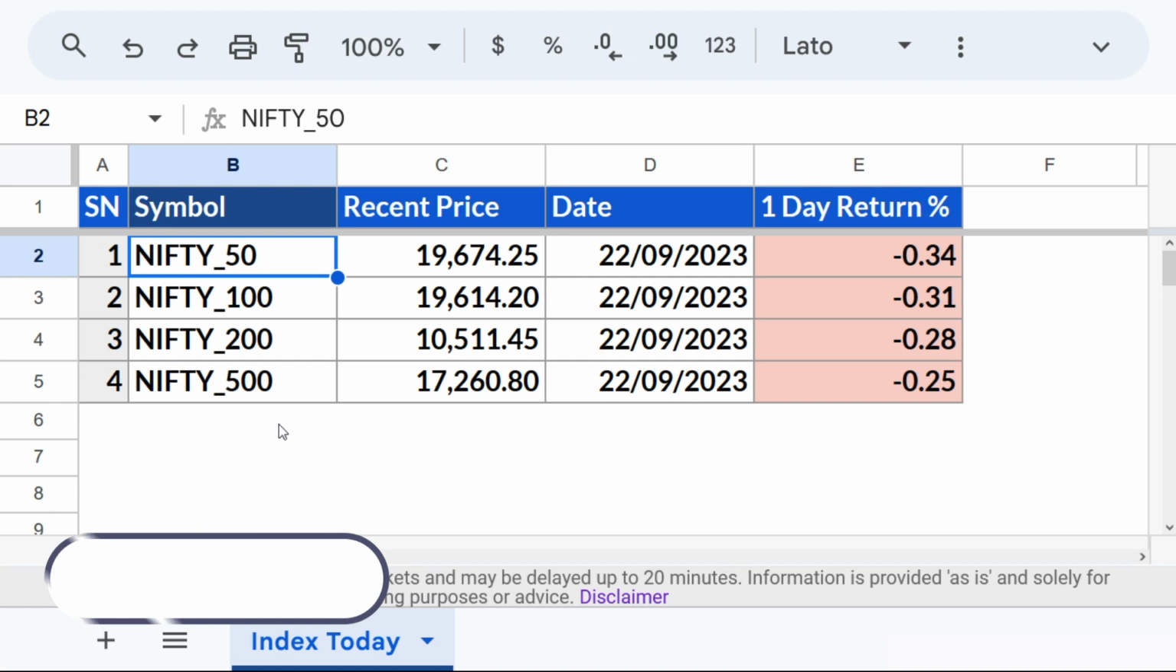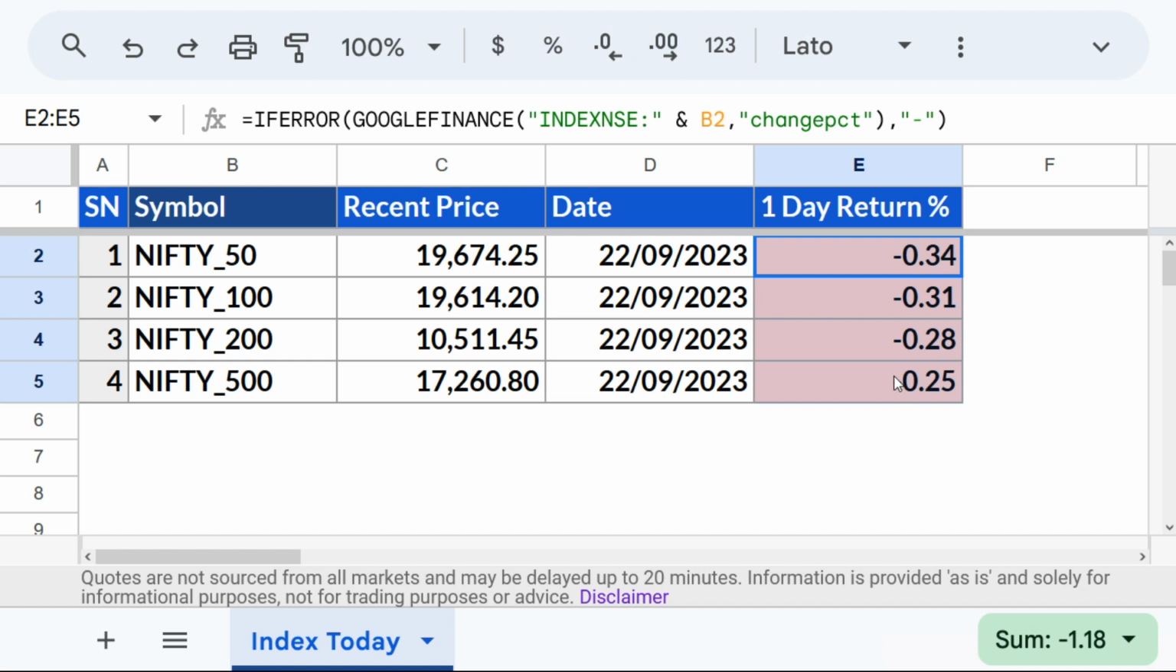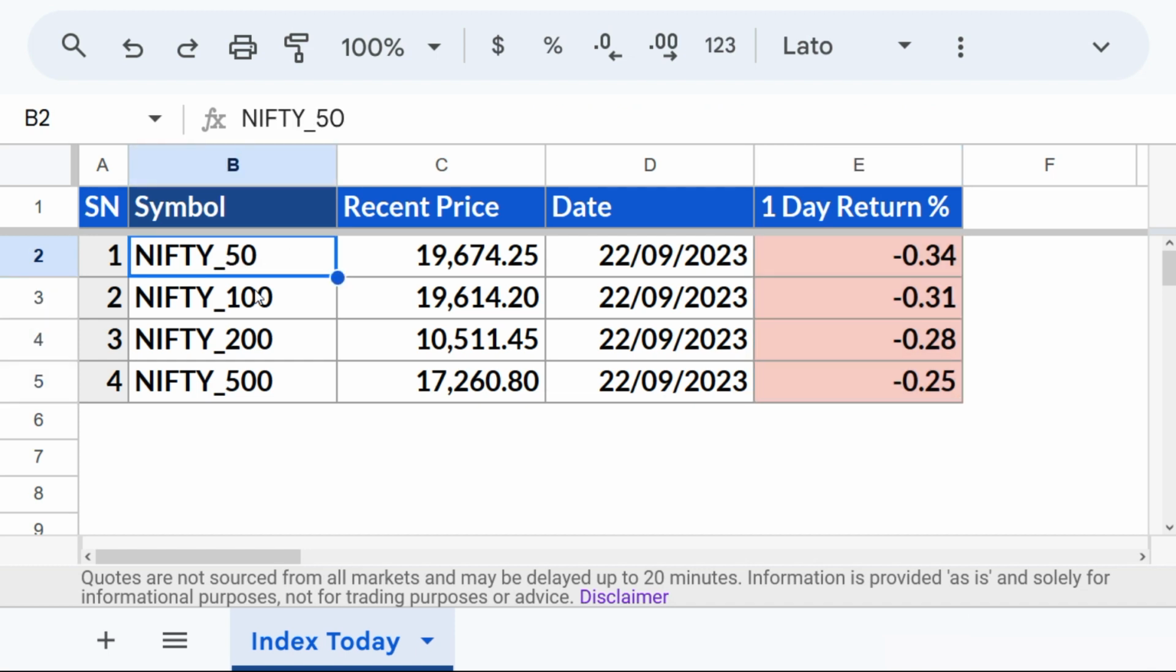Hello everyone, this is how our major indices performed today. All of them have given marginal negative returns. Nifty 50, Nifty 100, Nifty 200 and Nifty 500 have closed nearly about 0.3% down than yesterday.